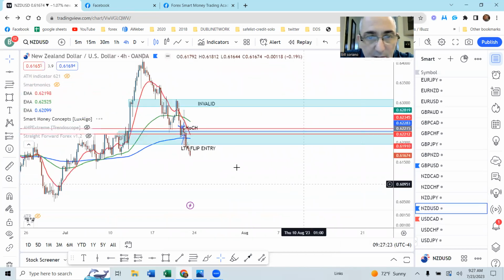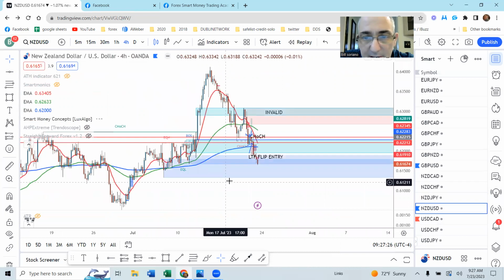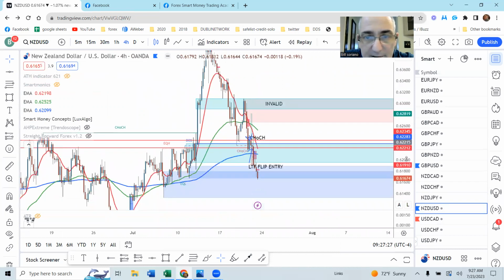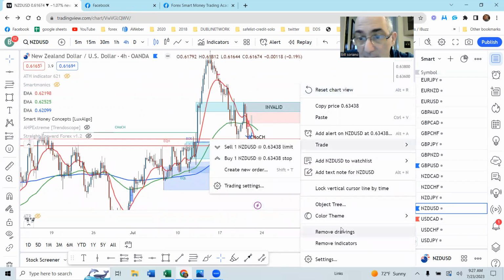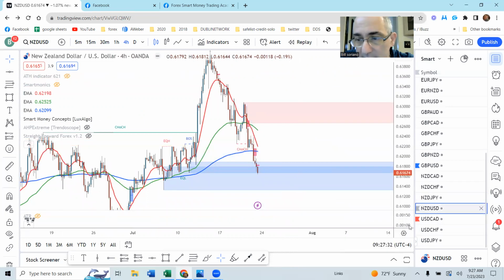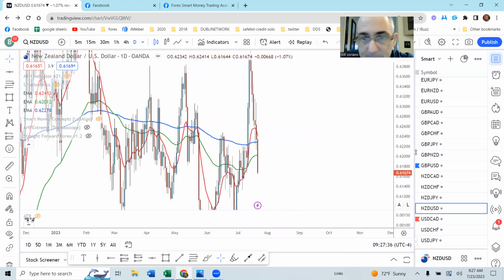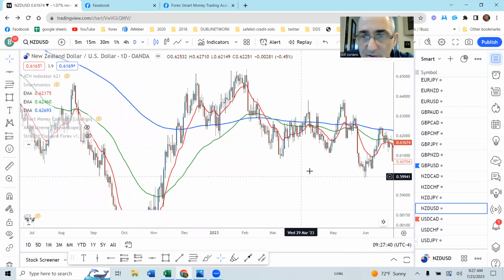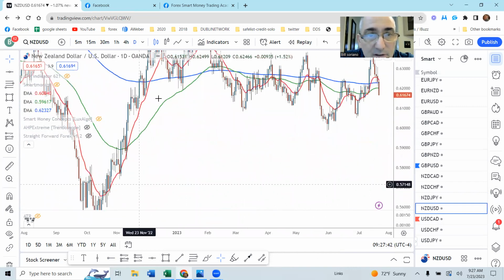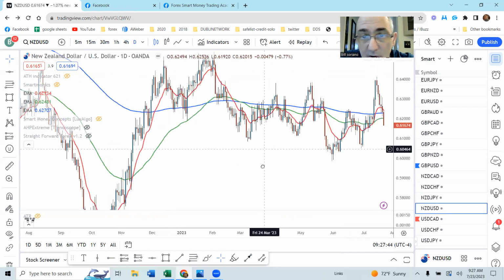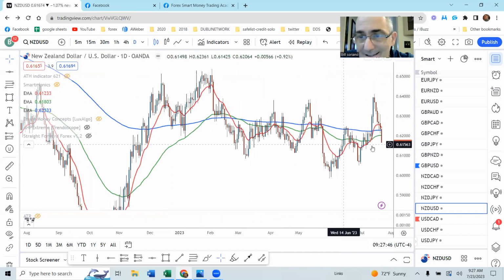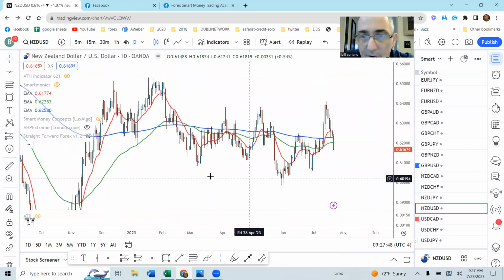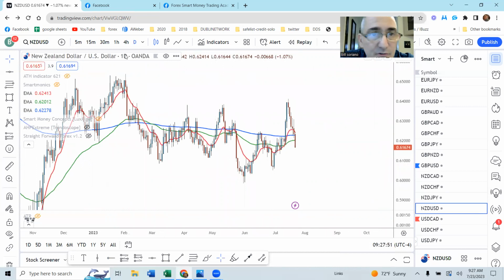NZDUSD. Okay, this was a trade, I guess, from last week. This was one that lost. We have that documented, so we're going to remove all the drawings here. And we're going to look at this now fresh for this week. What is this doing? Look at this pretty much massive consolidation here. It's kind of very bullish though. And now it's just kind of flagging downward. So this order flow to me is bullish.